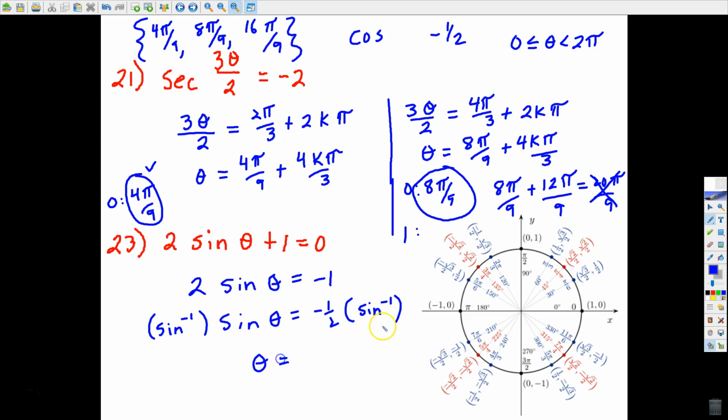So now this says what angle has y coordinate negative 1/2? Well, there's actually more than one. I have that happen right here at 7 pi over 6. And that also happens over here at 11 pi over 6. And obviously both of those fall within the 0 to 2 pi because they're both on the unit circle.